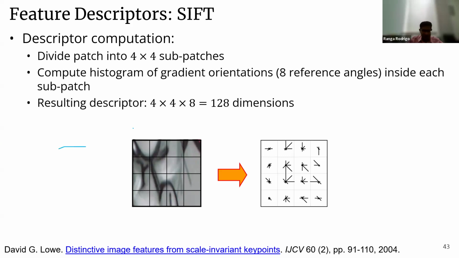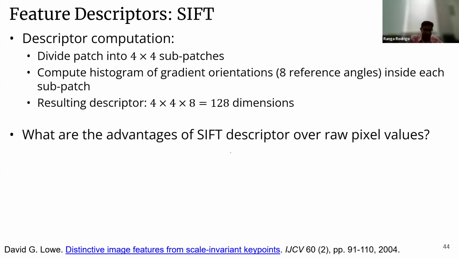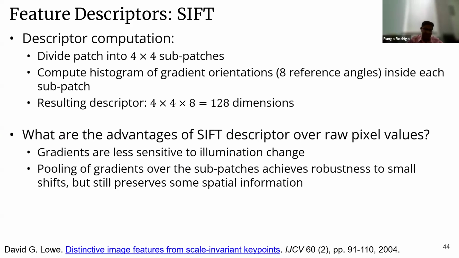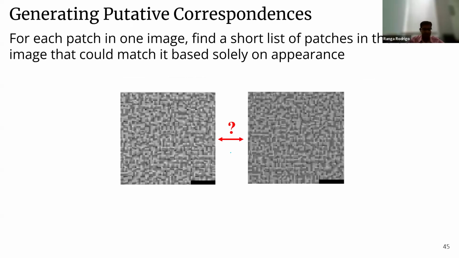So you can see the 128 dimensional descriptors that we discussed. What are the advantages of the SIFT descriptor over raw pixels? Gradients are less sensitive to illumination changes because SIFT descriptors are computed using gradients. So they do not get affected too much by illumination changes. Pooling of gradients over subpatches gives robustness to small shifts, but still preserves some spatial information. So these are great advantages.